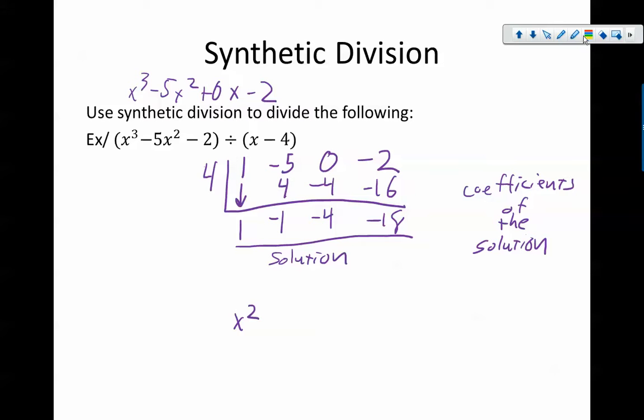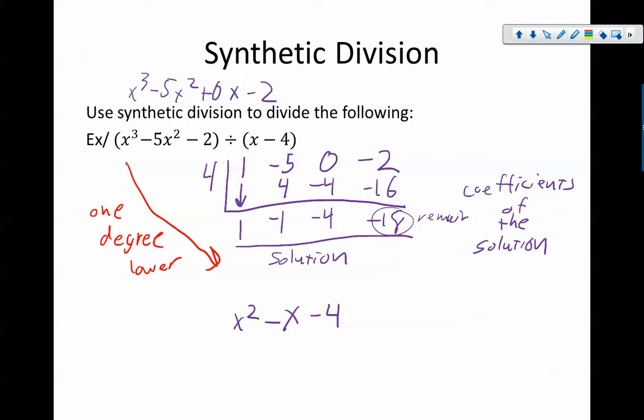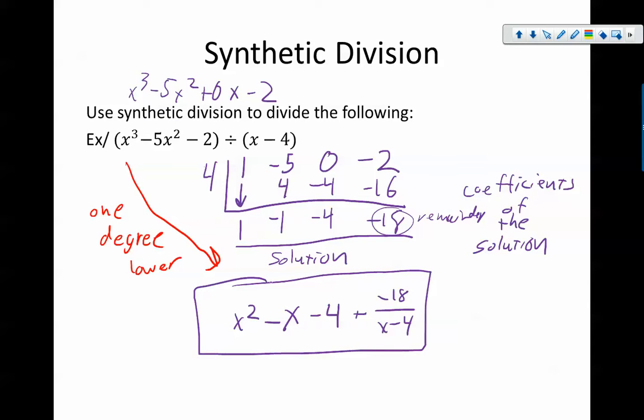Now notice here I'm going 1 degree lower than the original. Our first term will start 1 degree lower. So this is 1x squared minus x minus 4. And then this right here is my remainder. And so it is plus negative 18 over x minus 4. And that right there is my solution.